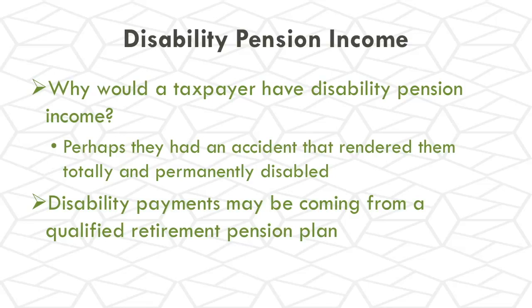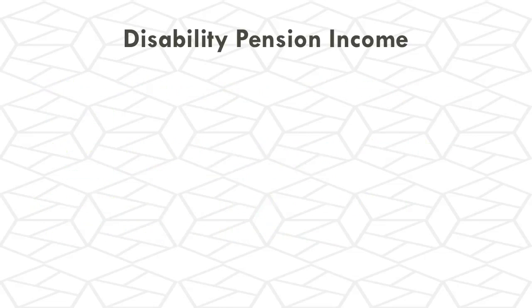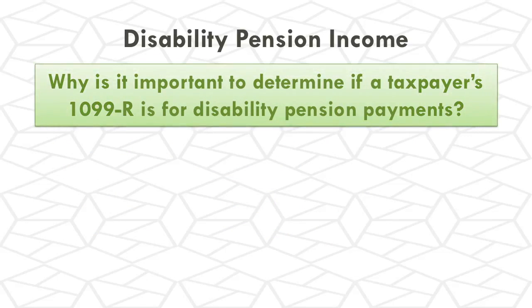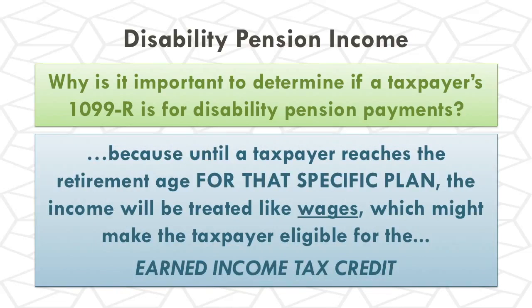An employer that offers these defined benefit plans will have disability payments coming from those plans before retirement age. So why is it important to determine if a taxpayer's 1099-R is for disability pension payments? The reason is that until a taxpayer reaches the retirement age for that specific plan, the income is going to be treated like wages, even though it's coming from a retirement account, which might make the taxpayer eligible for the earned income tax credit.